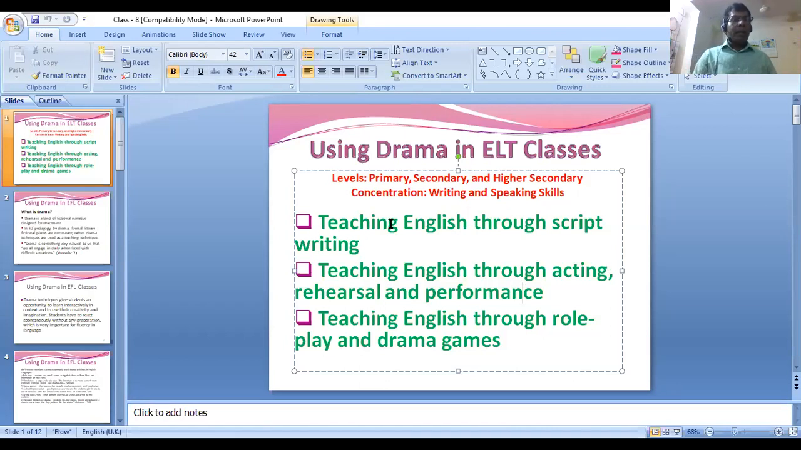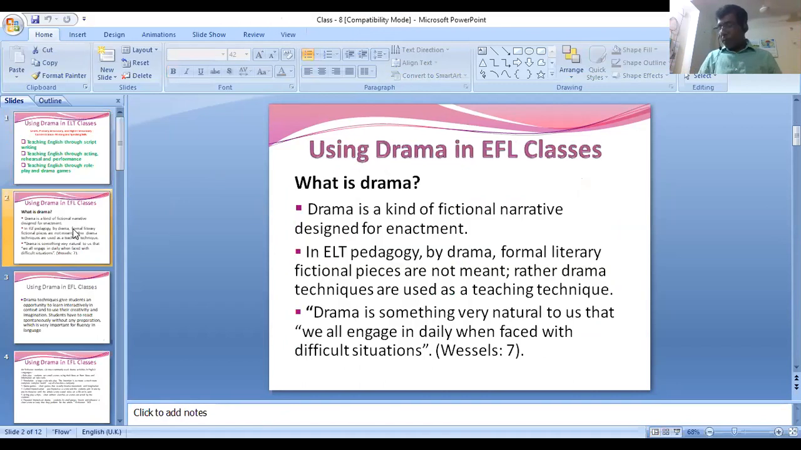Come to the next slide. What do we understand by drama? First you have to understand what a drama is and how a drama is different from other fictional pieces. A drama gives us a story, a novel also gives us a story, a short story also gives us a story. But there are differences between a drama and a novel or a short story. How can we understand that this is a drama and that is a novel? We have to first distinguish between the drama and the novel. Then we will be able to understand how we have to use a novel and how we have to use a drama in a language class.